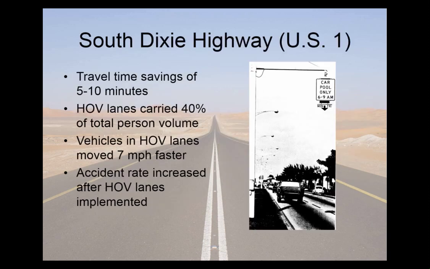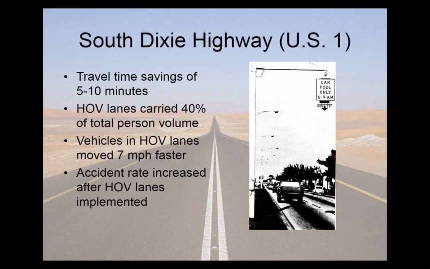Next is the South Dixie Highway. This was one of the first applications of HOV lanes on arterials. It was implemented in 1974. Evaluations of this road found that vehicles using the HOV lane experienced travel time savings of 5 to 10 minutes. The HOV lanes carried 40% of the total volume of people that moved on the road. Vehicles in the HOV lanes moved 7 miles per hour faster than vehicles in the general use lanes.